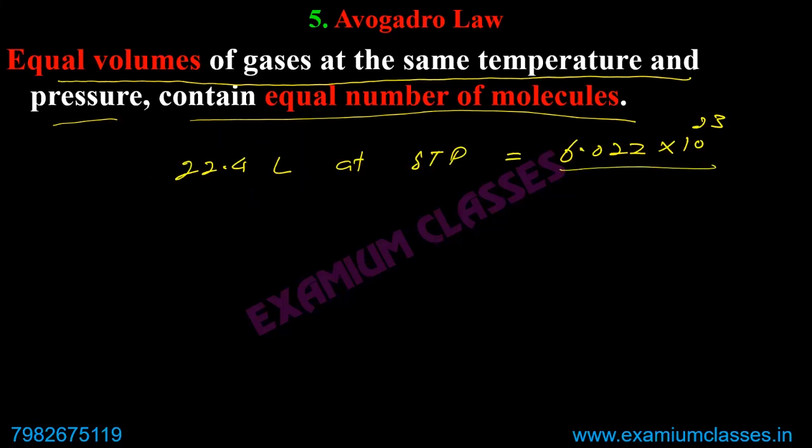It means if you have 11.2 liter of any gas at STP, say you have oxygen or you have hydrogen or you have nitrogen, 11.2 liter of any gas at STP will have half of it.